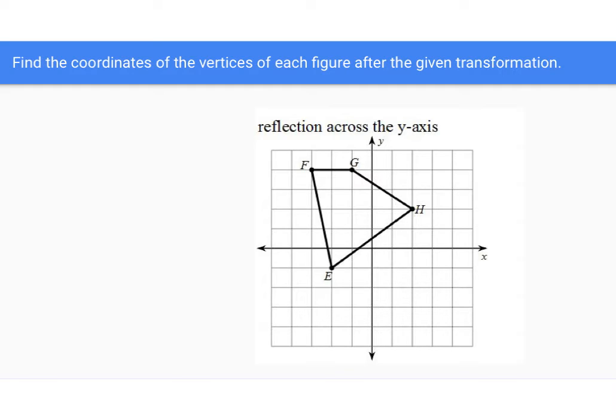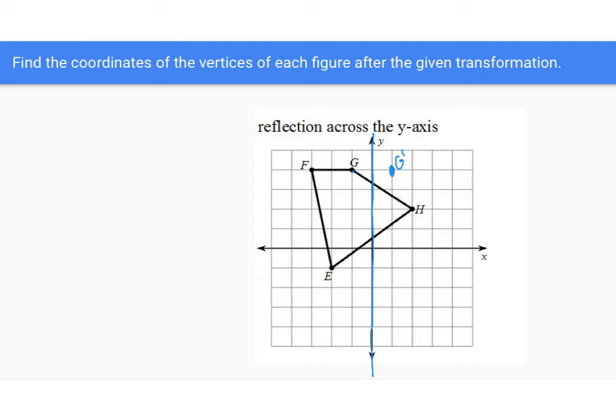Now, sometimes when you have the grid, it's very easy to count. But if you did not have the grid and you just had the points, well, then you can actually find the vertices by using the formula. So first, let's do it by just using our graph. So our y-axis is the vertical line, and we would count the distance away.